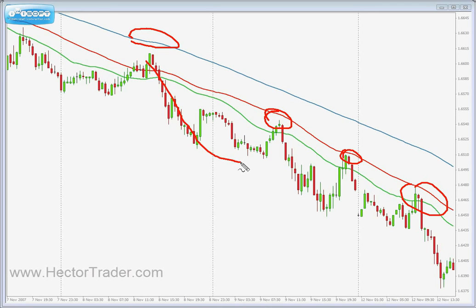We wait for the next pullback, which happens here, but it doesn't touch the dynamic area of resistance. Are you a conservative trader? Then don't take this trade. I personally wouldn't have taken this trade. I would have waited for this one, this retracement back up. We reach the dynamic area of resistance. This area is where the decision is taken, where we have to ask ourselves, will price breach through or will price turn around?